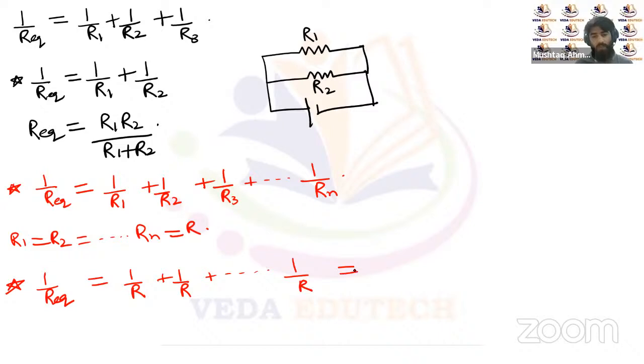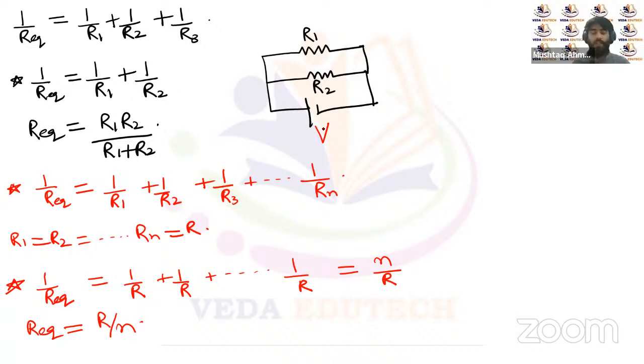Or we can replace it with n times 1 over R. It means that our R equivalent will be equal to R upon n. So in case of parallel combination, the total resistance actually decreases, right? In a parallel combination, the total resistance of the circuit decreases, and this total resistance is always less than the smallest resistor.